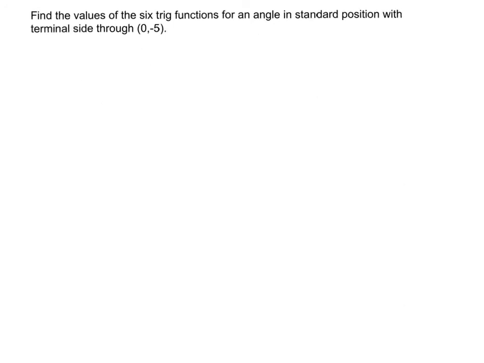The one that's given here is also actually a quadrantal angle. If the terminal side is through the point 0, -5, this is actually a 270-degree angle. So I actually don't have to calculate an r value and go through all of those other motions. If I recognize that the point 0, -5, 0 on the x-axis, -5 on the y, is a quadrantal angle, then I can simply use the fact that I've remembered this information to get my trig function values.